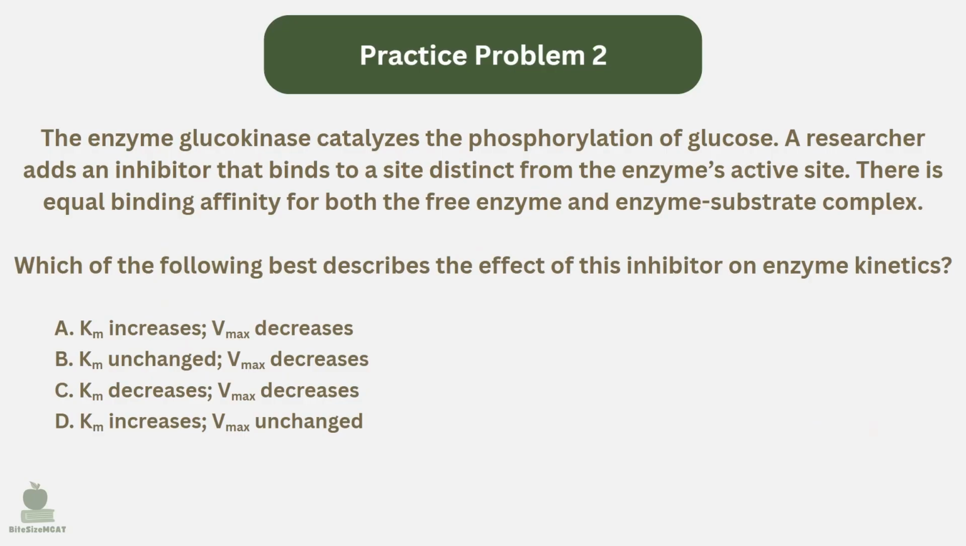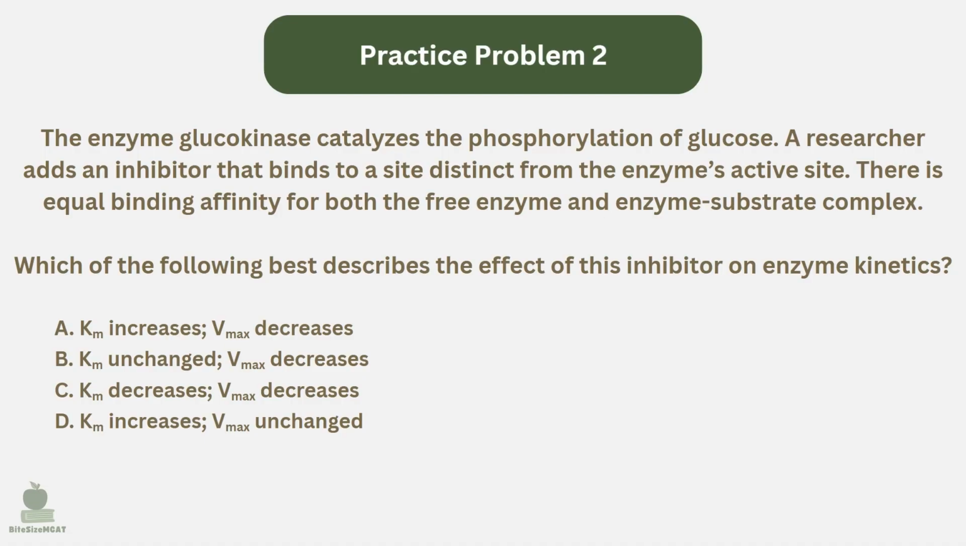Now, try a slightly different wording for a problem. These are to kind of get you used to how the MCAT might ask about this content in passages. So the enzyme glucokinase catalyzes the phosphorylation of glucose. A researcher adds an inhibitor that binds to a site distinct from the enzyme's active site. There is equal binding affinity for both the free enzyme and enzyme substrate complex. Which of the following best describes the effect of this inhibitor on enzyme kinetics? Take some time to think about this one.